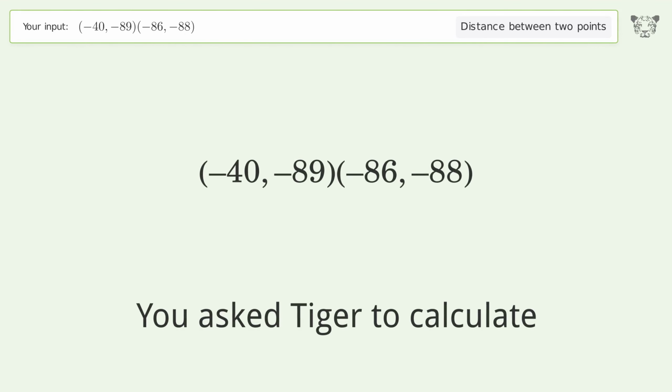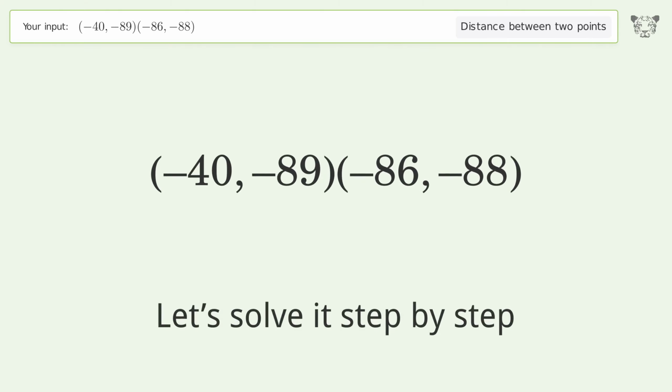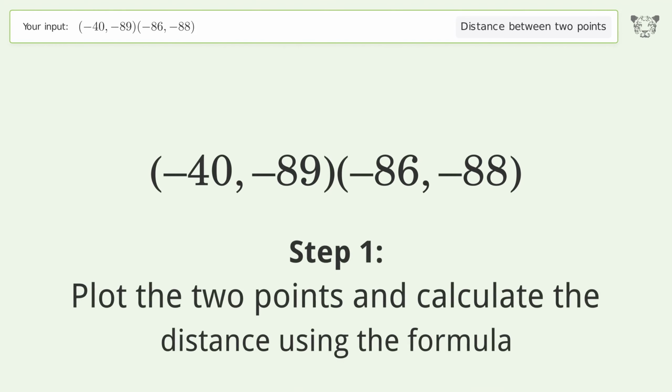You ask Tiger to calculate. This deals with the distance between 2 points. The distance between the 2 points is the square root of 2117, or 46.011. Let's solve it step by step. Plot the 2 points and calculate the distance using the formula.